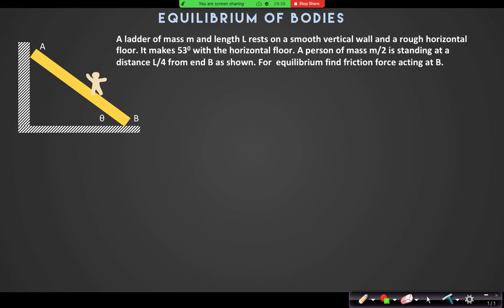Now I have given this question: a ladder of mass m, length L, rests on a smooth vertical wall and a rough horizontal floor. The floor is rough, wall is smooth. It makes theta equal to 53 degree with the floor. A person of mass m by 2 stands at a distance L by 4 from the end B. For equilibrium, find the friction force acting at the point B.